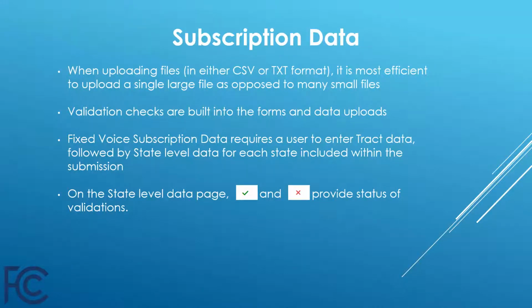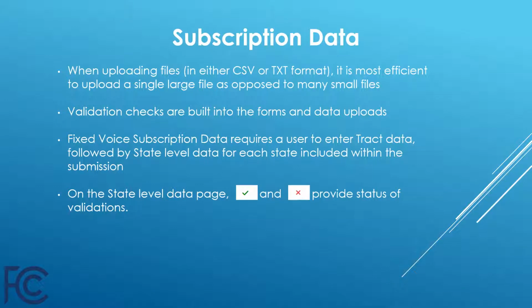Filing subscription data in the BDC system is similar to filing in the Form 477 system, although the list of technology codes for fixed broadband subscription data in the BDC differs slightly from the list in Form 477. Please be sure to consult the FCC's most recent data specifications for more information.